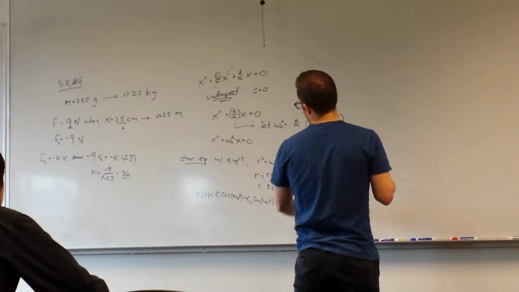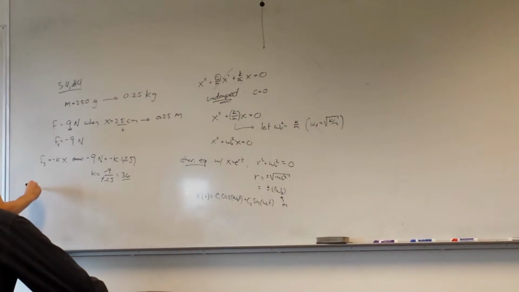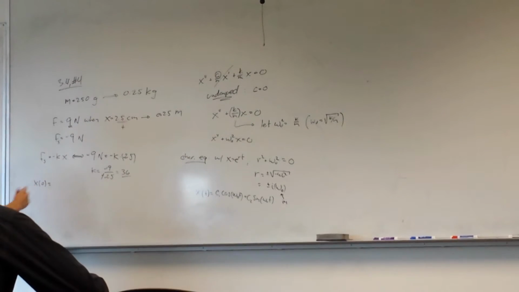All right, so we do have initial conditions, right? At time 0, the spring was stretched 1 meter, was it? Wasn't it 1?